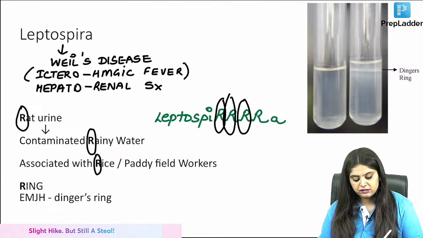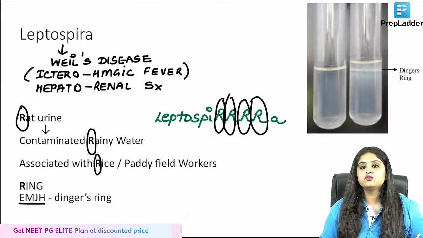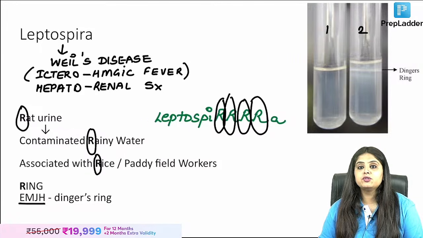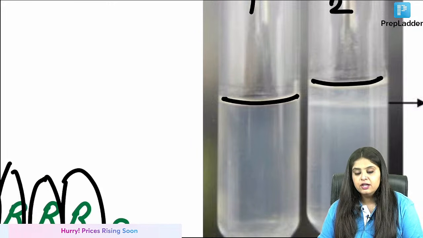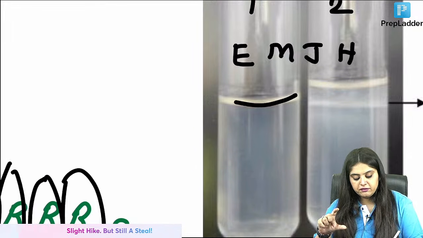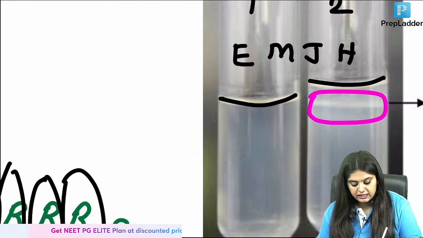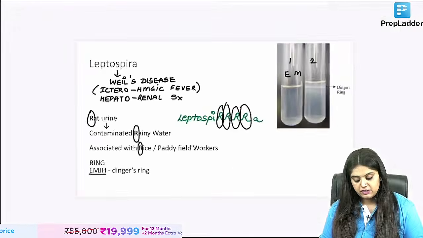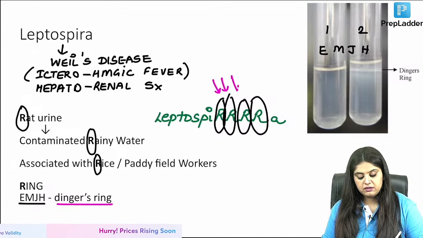कैसे करेंगे diagnosis? There is a media called EMJH. That's the fourth R. EMJH media shows you R for ring. See, this is test tube 1 and 2. Which of them is showing you the ring? Please, ऊपर वाले को ring नहीं समझना in the exam. You have filled it with a media. Which media you have filled it with? EMJH. This is the fluid. You will have to see one more ring. That ring is seen over here in the second one. So, ma'am, this is the EMJH का ring positive, and ring is going to be seen Dinger's ring. So, rat urine, rainy water, rice field workers, Dinger ring.